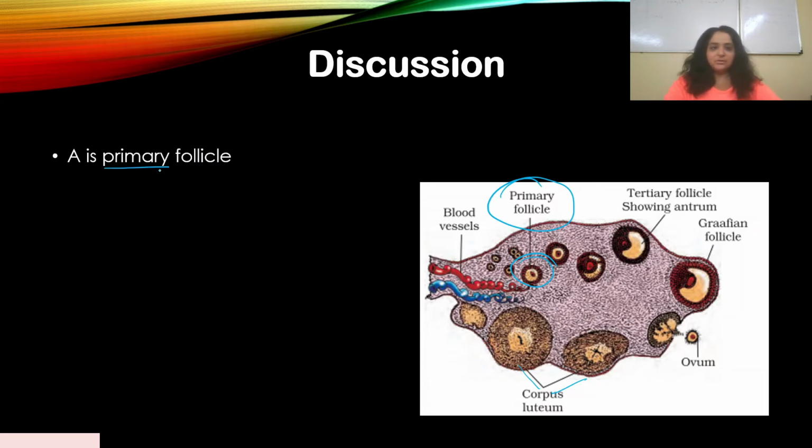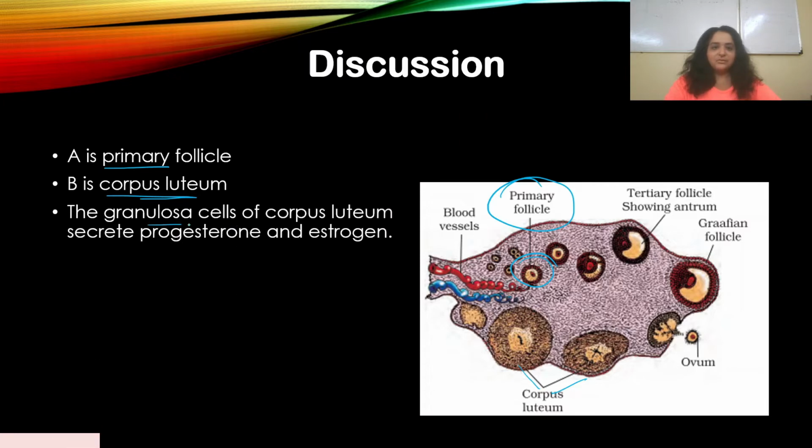A is primary follicle, B is corpus luteum. The granulosa cells of corpus luteum secrete progesterone and estrogen. Like I said previously, it is mostly progesterone, but it also secretes some amount of estrogen. Okay. So clear? Let's move on then.